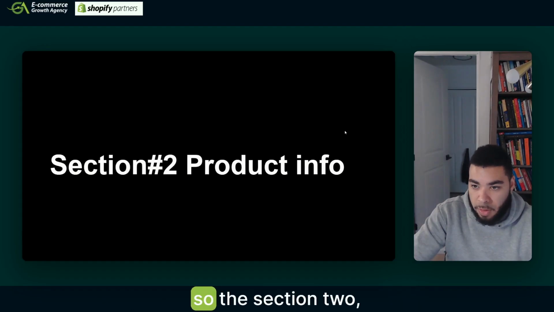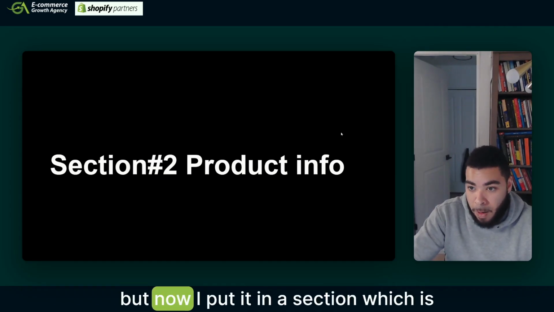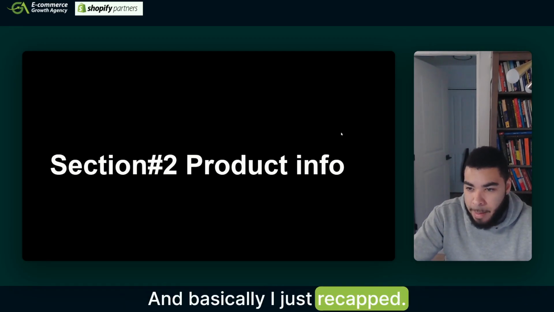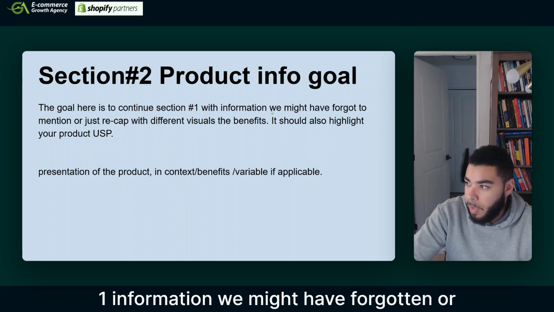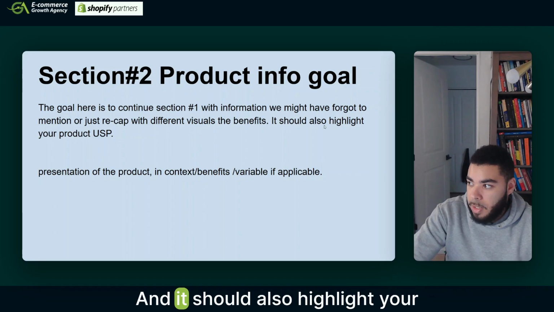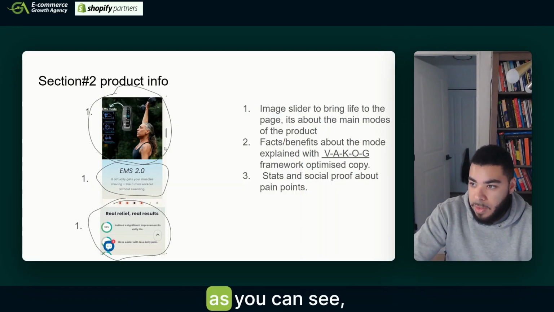All right. So section 2, it's still some of the product info, but now I put it in a section which is not the product, and basically I just recap, okay, with different images and so on and so on. So the goal here is to continue section 1 with information we might have forgot, or just recap visuals and benefits, and it should also highlight your product unique selling position.